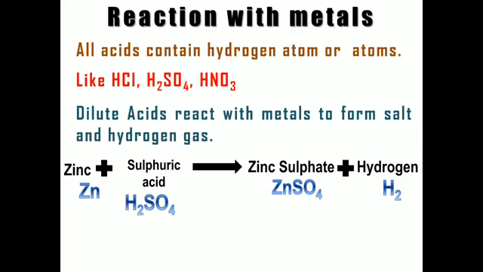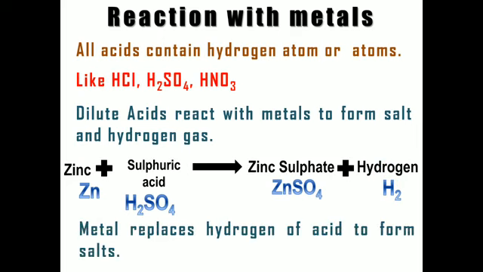Remember, when this reaction takes place, the metal replaces the hydrogen part of the sulfuric acid. Zinc replaces H2. So the salt formed is ZnSO4, that is zinc sulfate, and the hydrogen is released in the form of gas. So this is the reaction between the metal and acid.